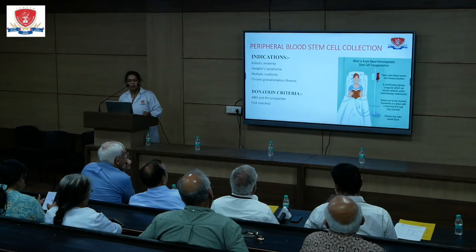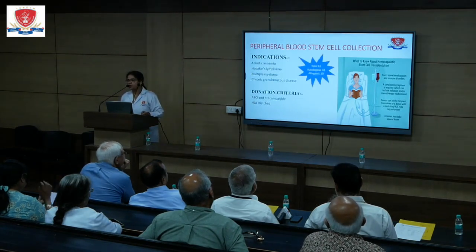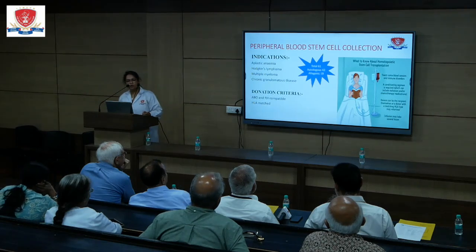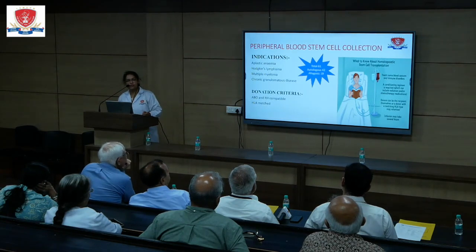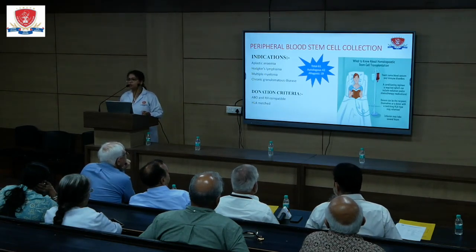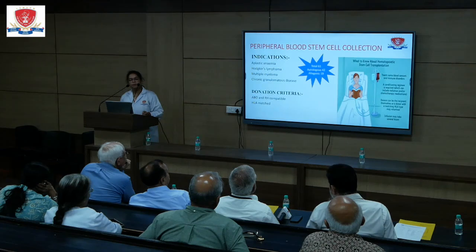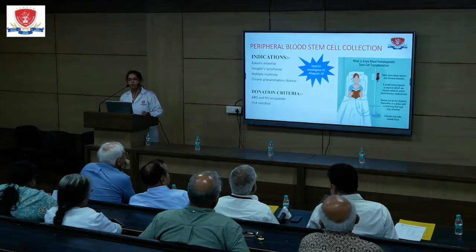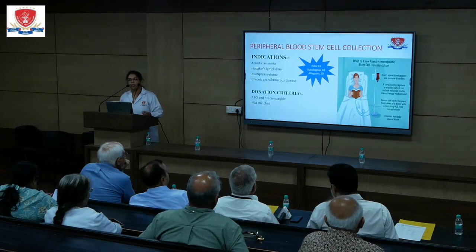The donor should be ABO compatible and HLA matched. We have completed 61 cases till now, out of which 42 were autologous and 19 were allogenic. Majority of the autologous cases were for multiple myeloma followed by Hodgkin's lymphoma, and the majority of allogenic harvests that we had done were for patients suffering with aplastic anemia.